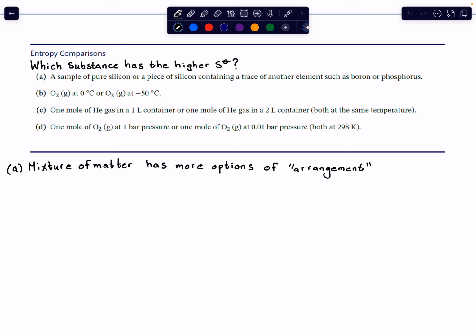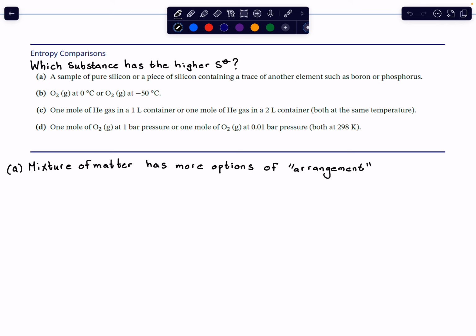But even if you introduce one atom of boron or one atom of phosphorus in that silicon lattice, that one atom has several different places where it can go and fit and make a unique crystal structure compared to pure silicon. If everything is just pure silicon, it doesn't matter where the silicon atoms are, it's all the same structure. Introducing a new element makes it a different structure depending on where the boron is located. So giving it more options for arrangement means we have a higher dispersion.